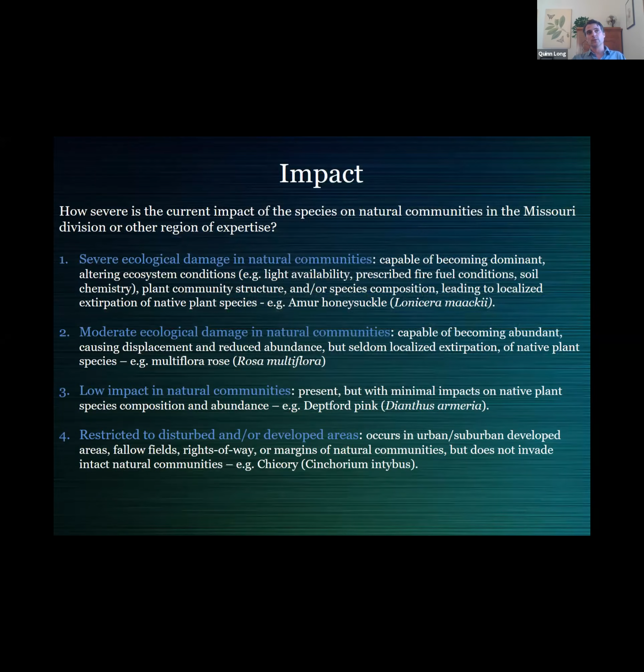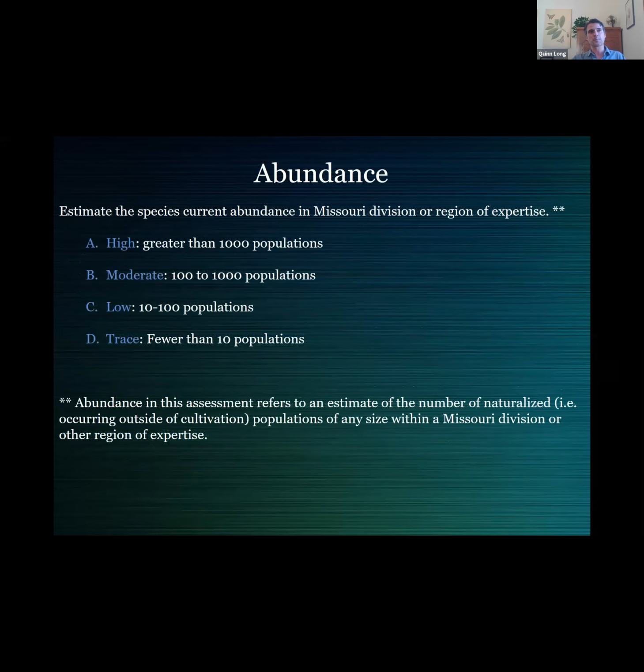So the different criteria we looked at are the impact. So succinctly, how severe is the current impact of the species on natural communities in Missouri? And you can go to the MOAB website and read all of these criteria and even see the instructions provided for reviewers. I'm not just going to read all the text on these slides, but logically we have severe, moderate, low impact, and then those that are really just restricted to highly disturbed habitats.